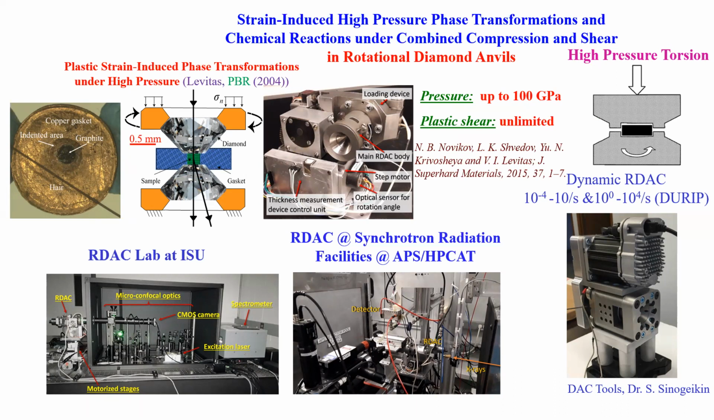The rotational diamond anvil cell I brought from my group in Kiev, Ukraine to the US in 1999. This was the initiation of the in situ study of plastic strain-induced phase transformations. Currently we use two of our old rotational diamond anvil cells and two new dynamic rotational diamond anvil cells, for small strain rates and just started for large strain rates.